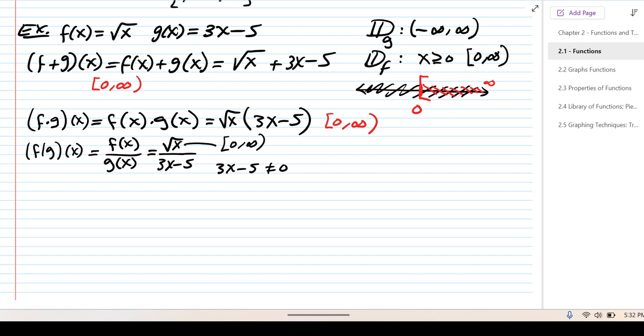That means at 5 divided by 3, x isn't allowed to be 5/3. You can try it. Put 5/3 on top, 5/3 on the bottom. The top is fine, the bottom you get division by 0.